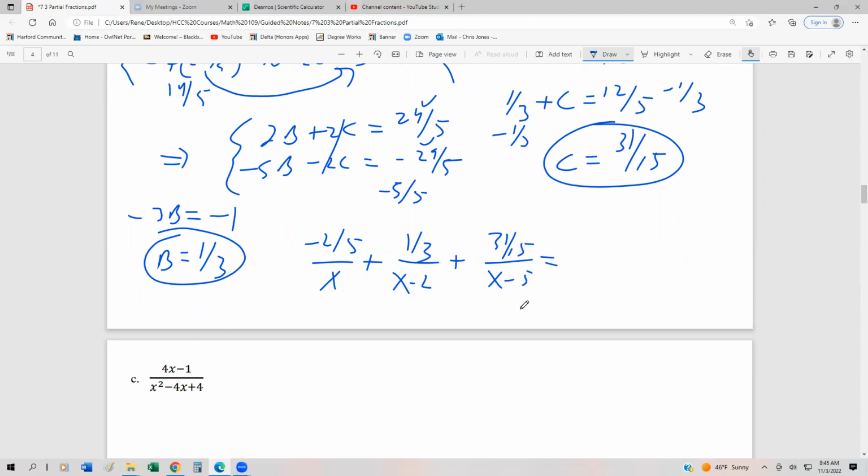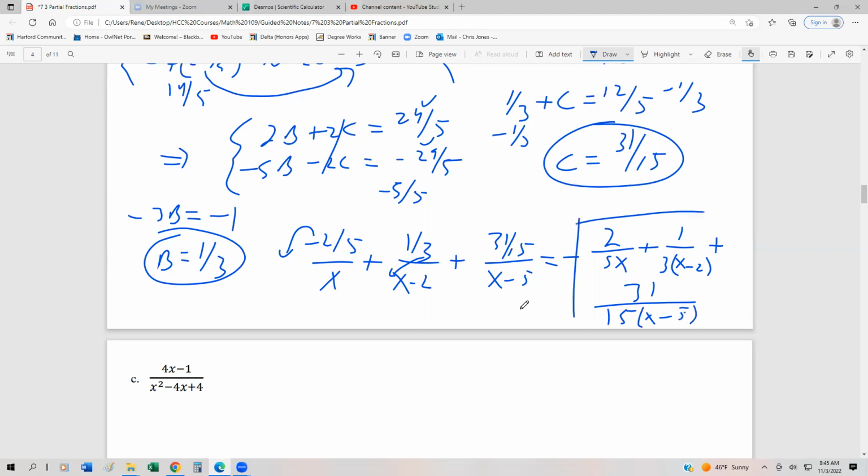Another way to write this, we pull the negative out front. So we have negative 2 over 5x. We put the 3 in the denominator here, so we have 1 over 3 quantity x minus 2. And then finally, 31 over 15 quantity x minus 5. And this is going to be our answer.